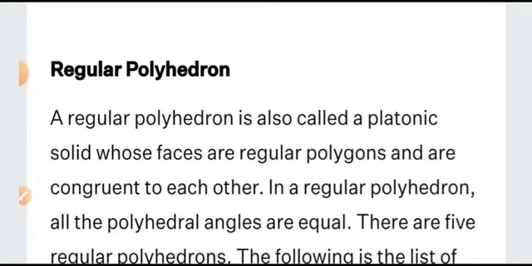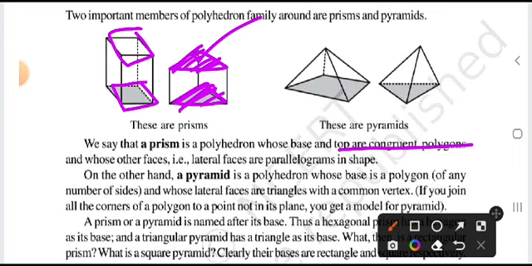And how to identify a prism? It has a special property: the base and the top, they are congruent polygons. Like you can see that on the base, suppose we have a rectangle, then on the top also we will have the same size rectangle, which we call congruent polygons. And in this case also, when the base is a triangle, the same kind and same size of triangle is on the top also. So when we have this kind of solid objects or polyhedrons, then we will call them a prism.